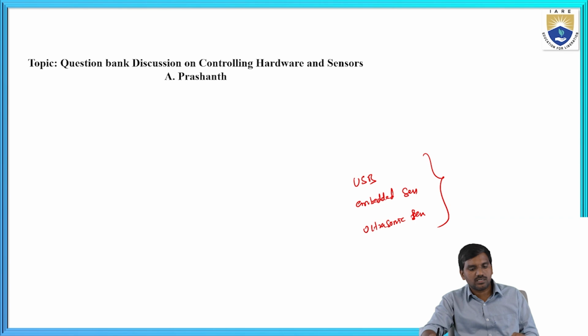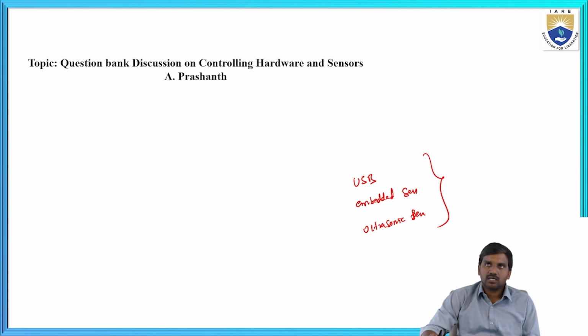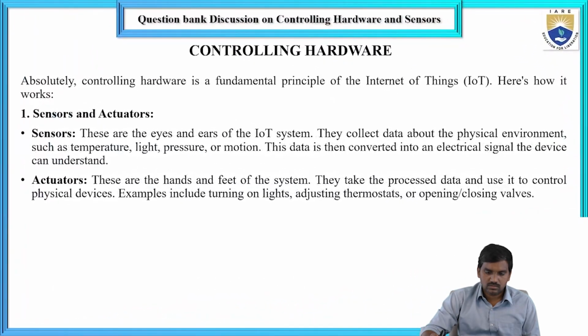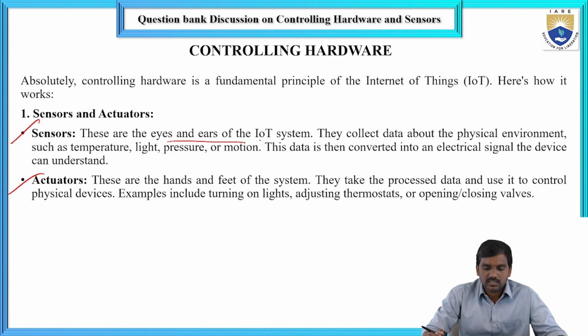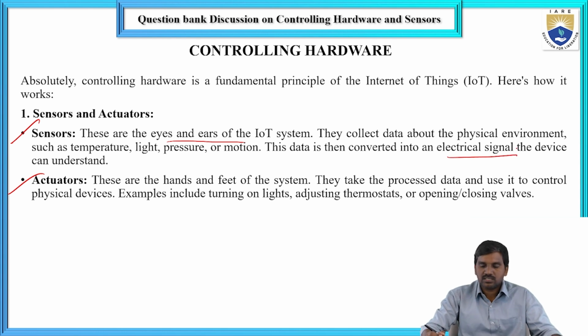Now continue with the question bank discussion on controlling hardware and sensors. Starting with an introduction: which types of sensors do we use? So what are sensors and what are actuators? Sensors are the eyes and ears of the IoT system. They collect data about the physical environment such as temperature, light, pressure, or motion. This data is converted into electrical signals that devices can understand.